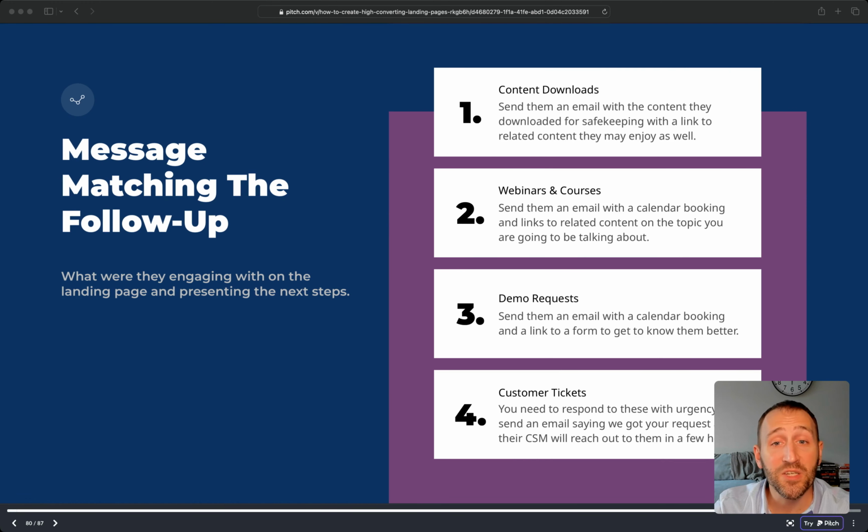Lastly, when it comes to customer support requests, you need to jump on these quick. If you have a ticketing system, the follow-up at a minimum should be we received your request and your CRM will be reaching out to you within the next few hours. You want these people to know they are being heard so that they don't churn out or get frustrated.